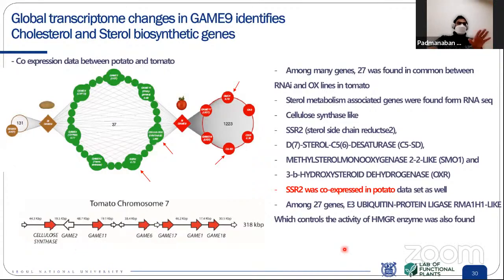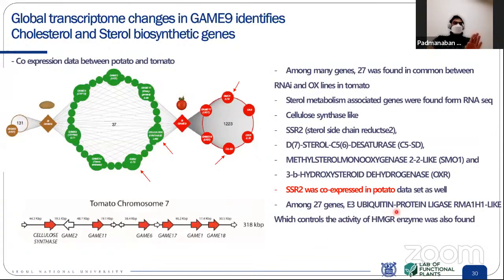So among the many genes, 27 genes were common between RNAi and OX lines in tomato, and those are all steroid metabolism associated genes. And cellulose synthase-like genes, which is here, and SSR2, steroid side chain reductase, and desaturase, which leads to production of cholesterol, are all very important genes which are co-expressed together in tomato and potato.